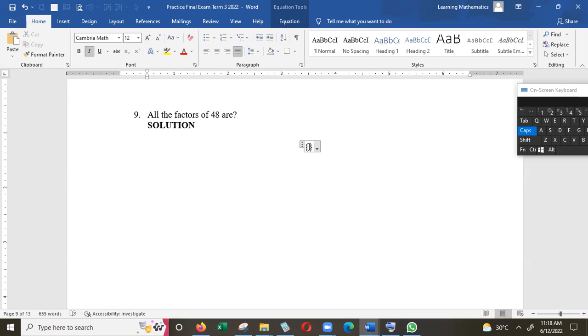1 is a factor of all numbers. 1 is the first factor. So when you list the factors of a number, you always start with 1. Then you move on to the next number, which is 2, and you look to see if 2 can go into that number. Can 2 go into 48? Yes, because 48 is an even number. All numbers that end in 0, 2, 4, 6 and 8 are even numbers, and 2 can go into them. So 2 is a factor of 48.